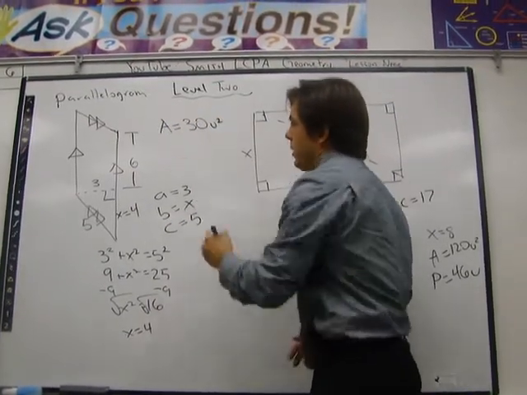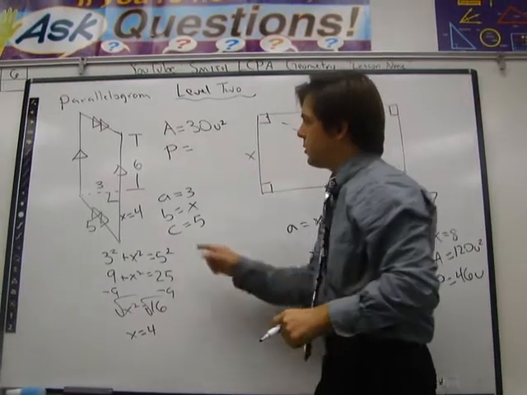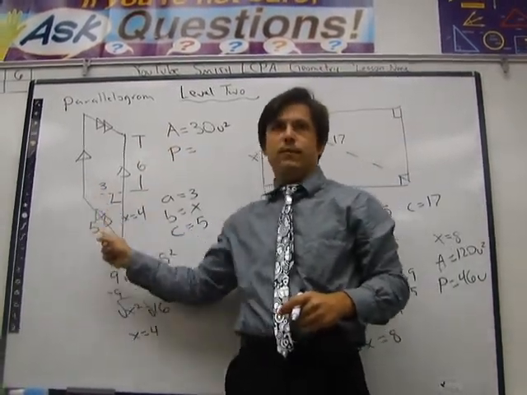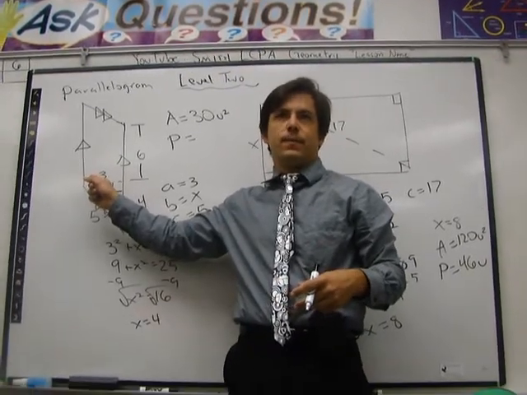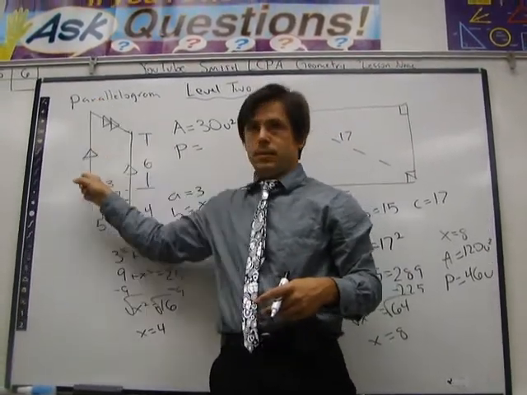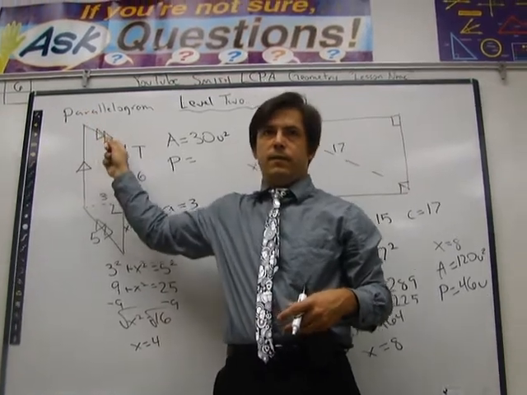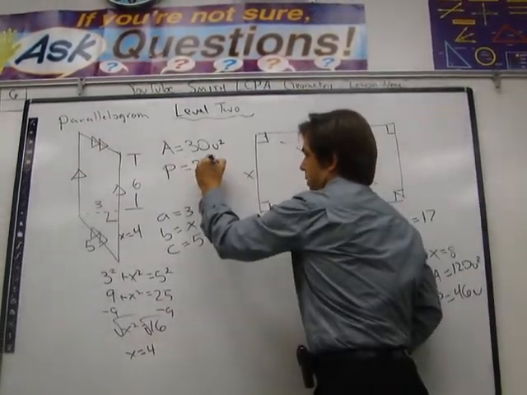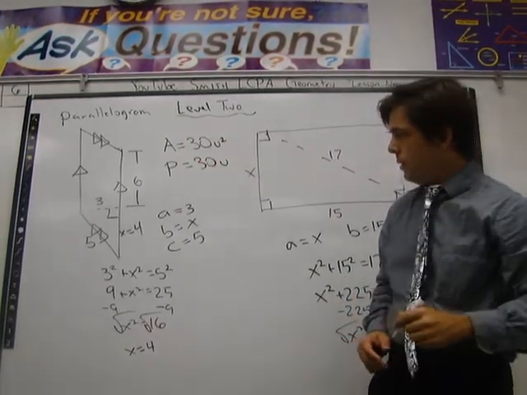Units squared. Good. And the perimeter will be the full distance. So how long is this side here? 10. How long is this side? 5. So 10 plus 5 is 15. How long is this side? 10. 10 and 5. So 10 plus 5 plus 10 plus 5 is 30. 30 what? Units.